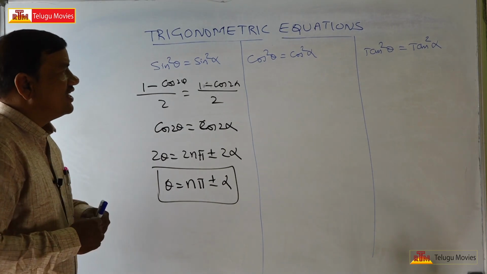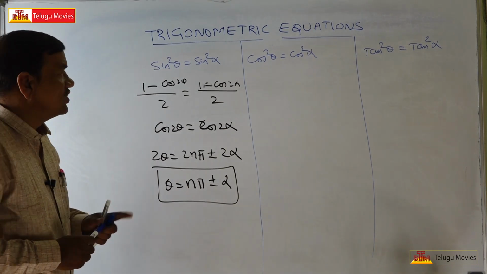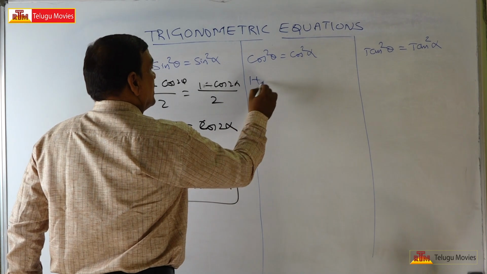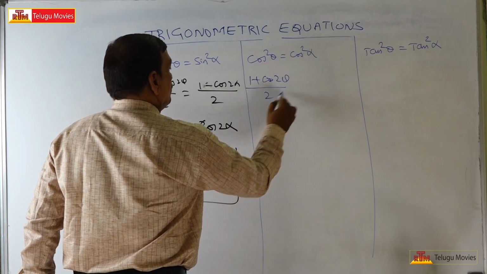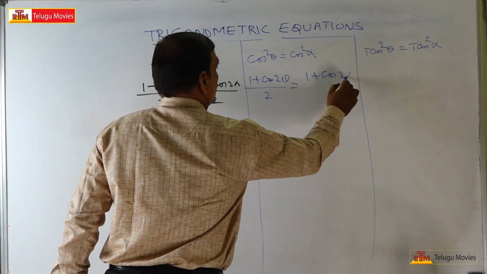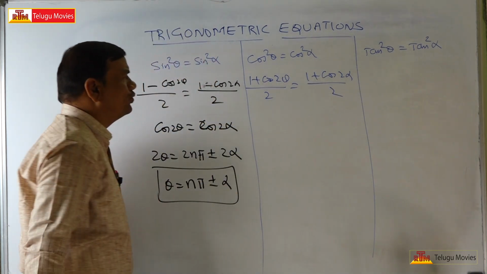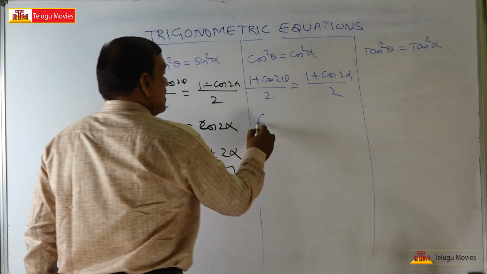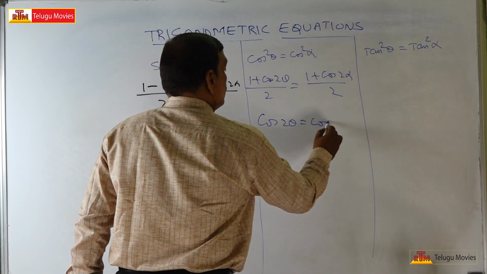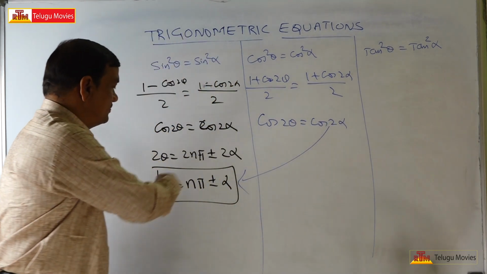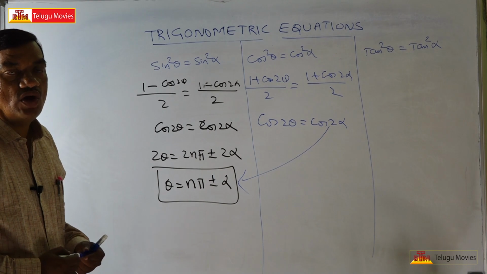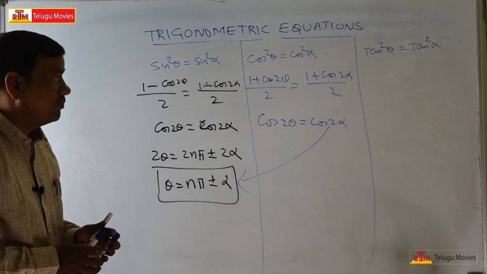For cos square theta is equal to cos square alpha also, you see that cos square theta can be written as (1 plus cos 2 theta) by 2. This is (1 plus cos 2 alpha) by 2. You can cancel 2, and 1 also you can remove. Cos 2 theta is equal to cos 2 alpha. Again, the same solution: theta is equal to n pi plus or minus alpha.